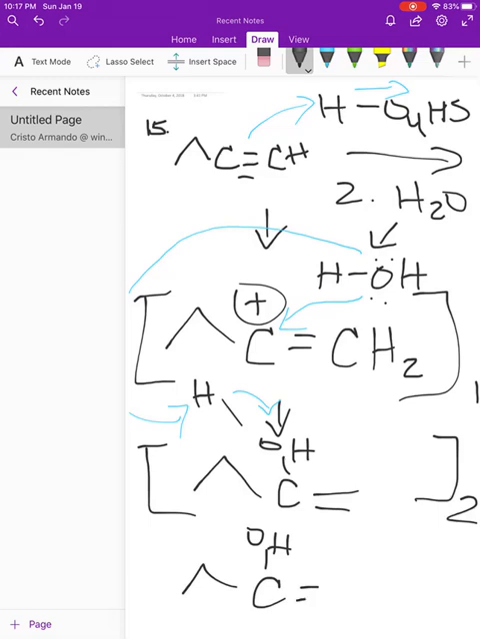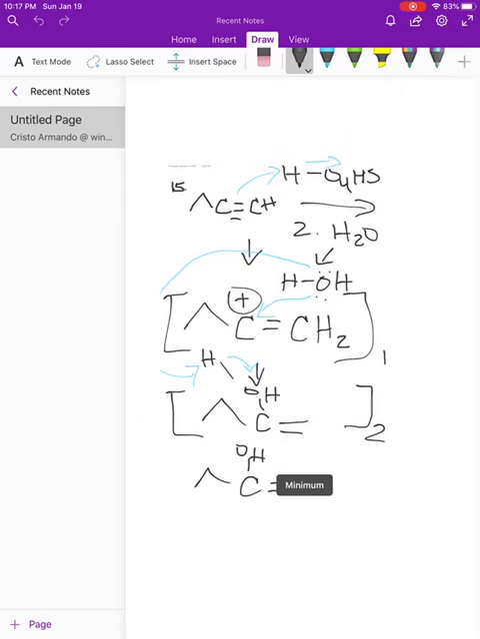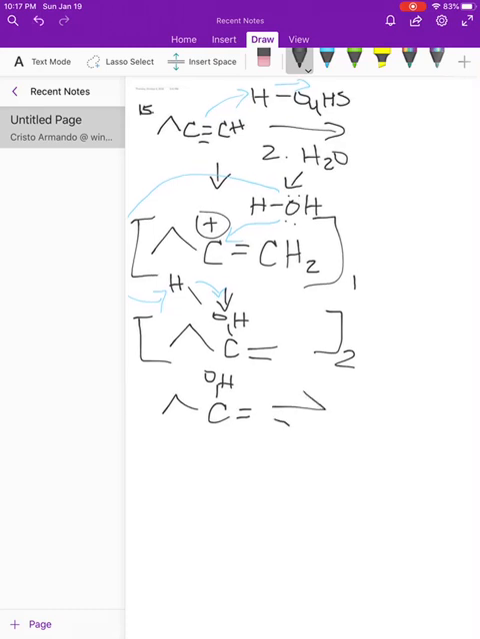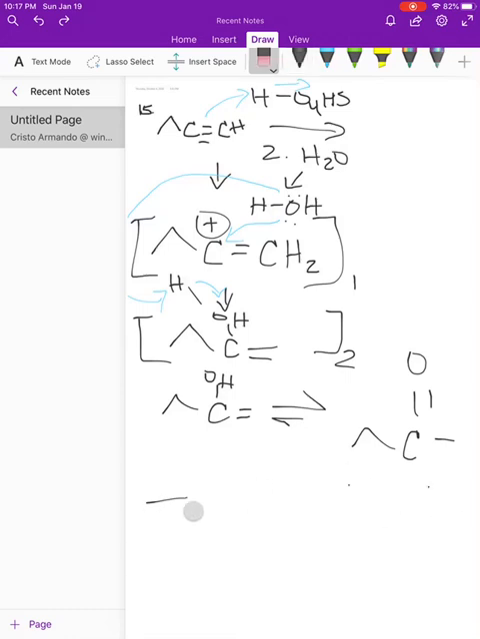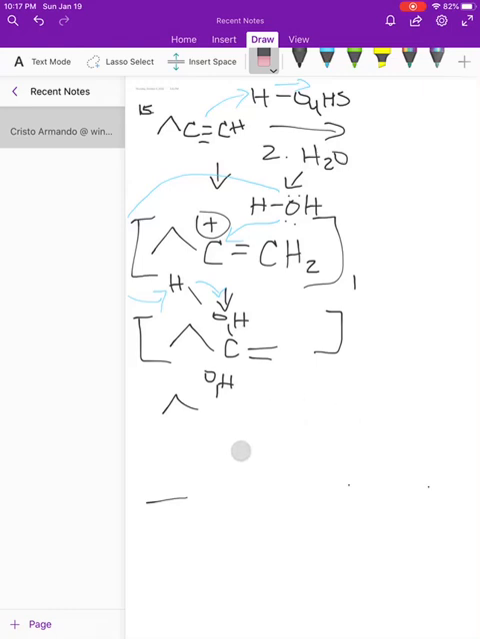And we're left with this product. And then this molecule undergoes tautomerization to give us this ketone. Just one. Okay. I'm hoping to make this process a little bit more clear in the final problem.